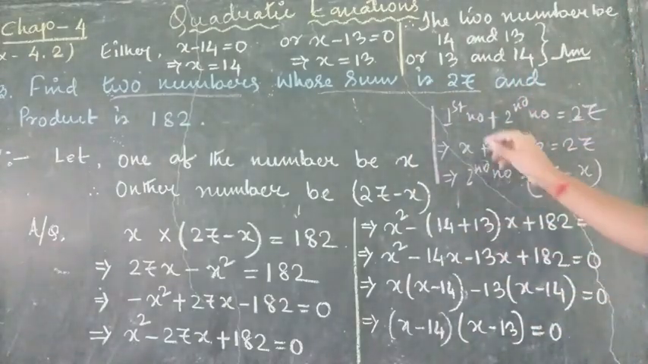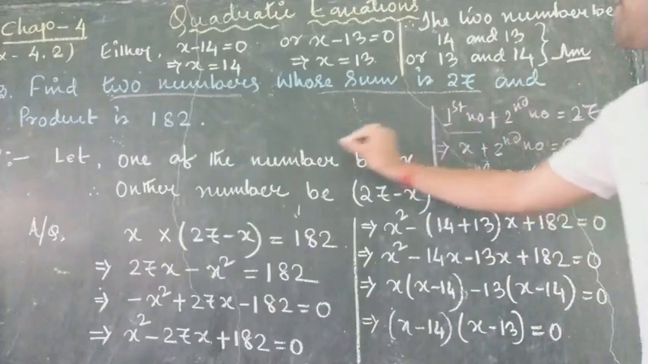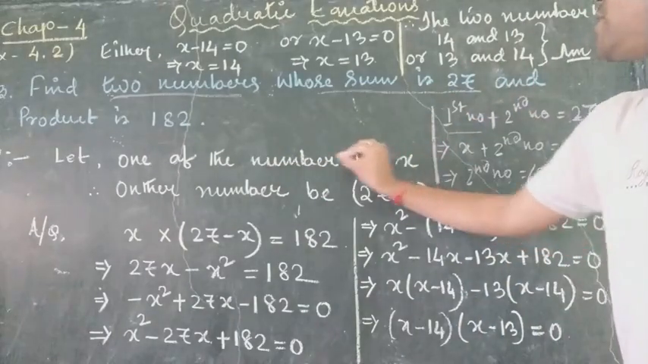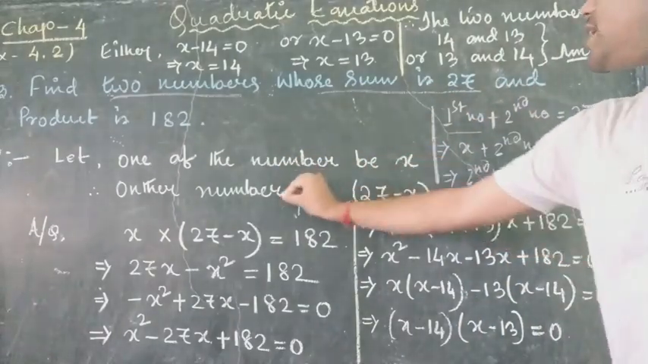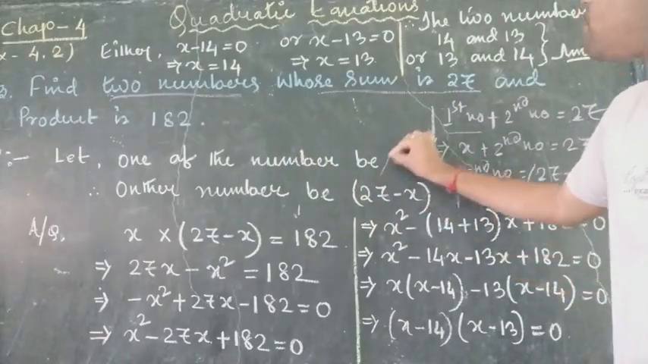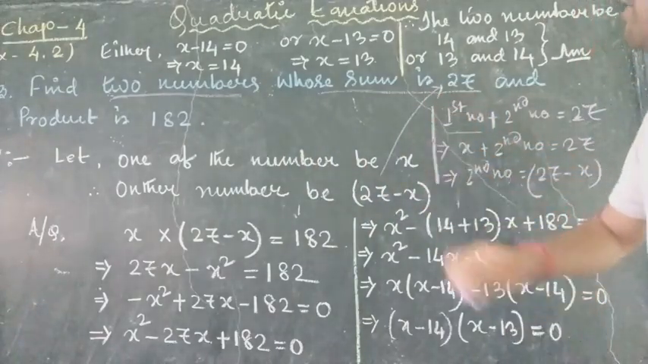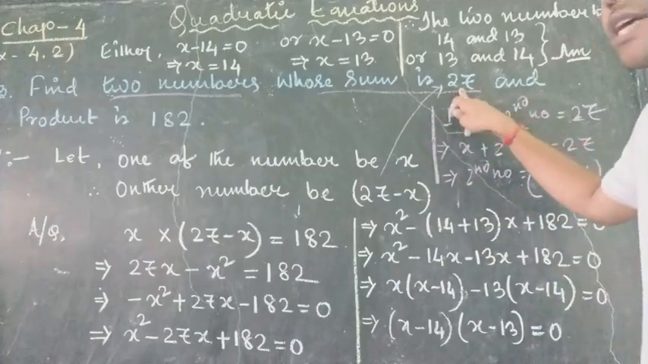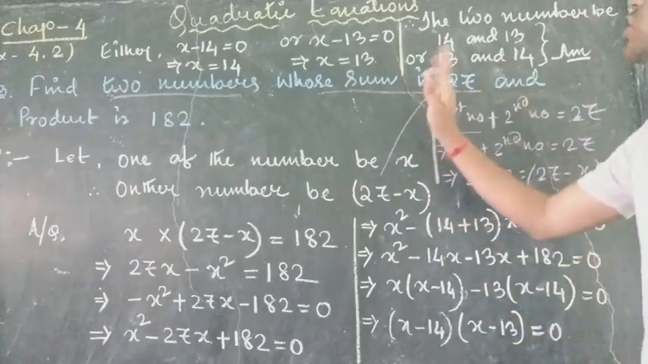When we already applied, you can see, one of the numbers we take as x, then the second number will be 27 minus x. 27 comes from the first condition. So that's why the first condition is already applied.